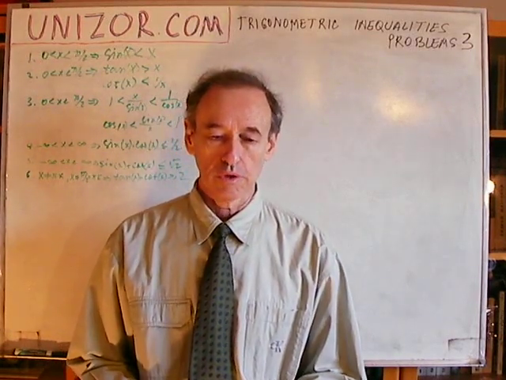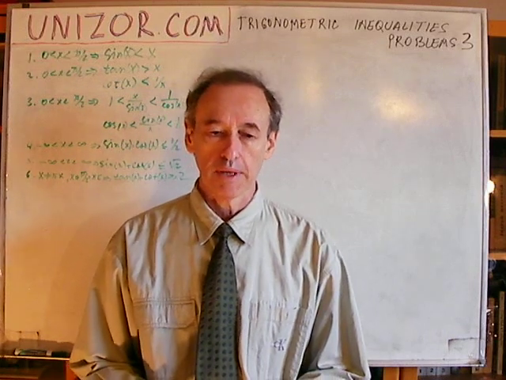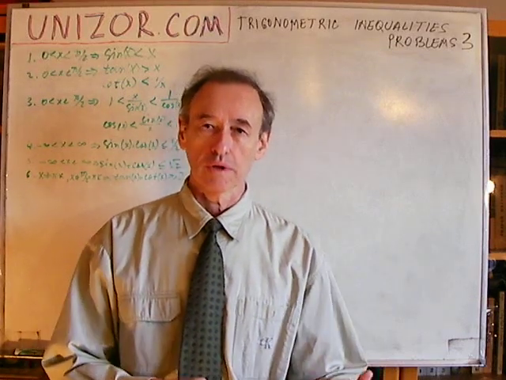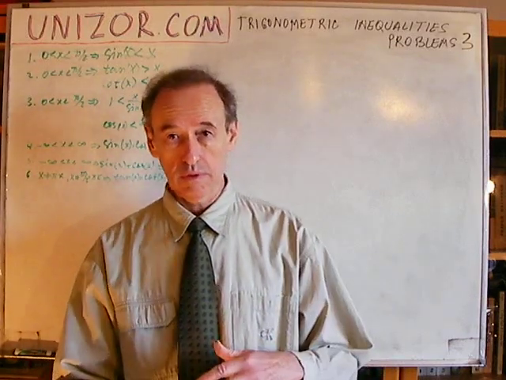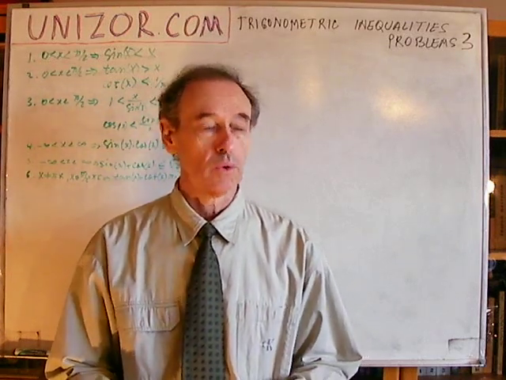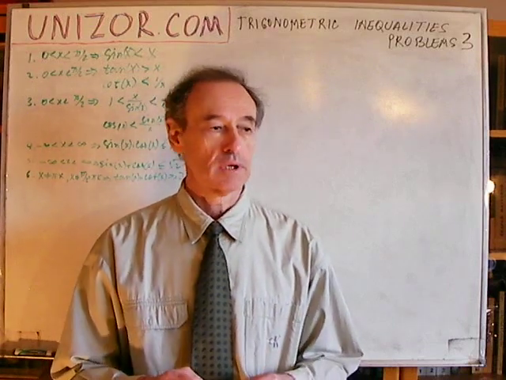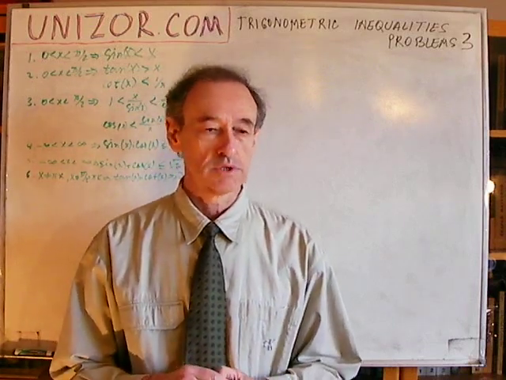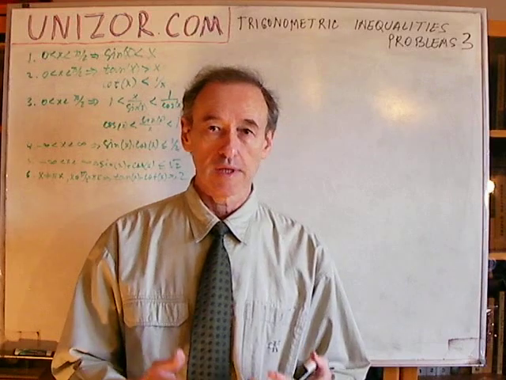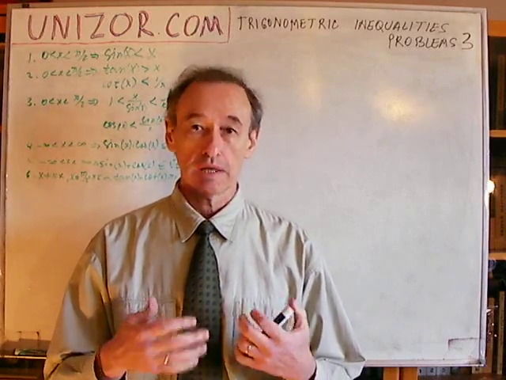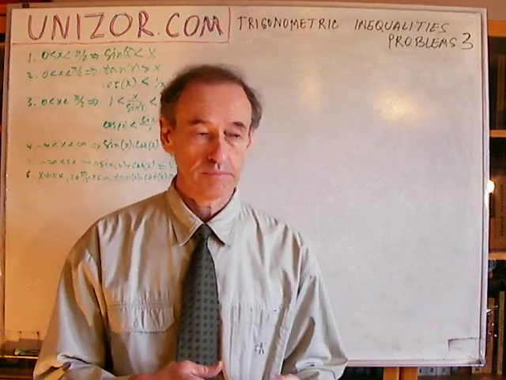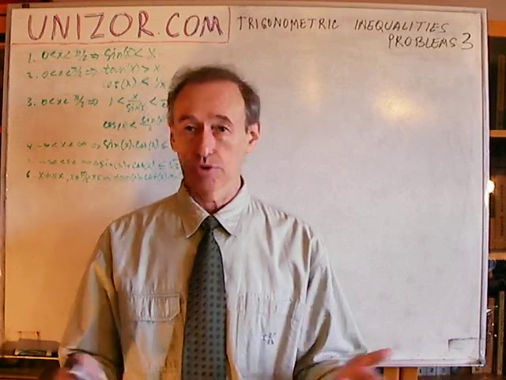I would like to continue talking about trigonometric inequalities, but in this case, instead of solving the inequalities, which means given an inequality, find arguments when this particular inequality holds, it's a slightly different twist on this topic. You have to prove that a certain inequality holds if a certain restriction on arguments is given. Well, there are certain unconditional inequalities.